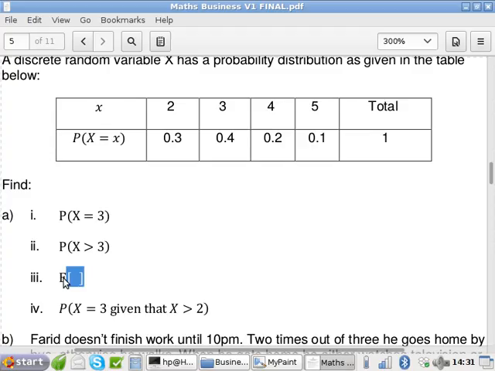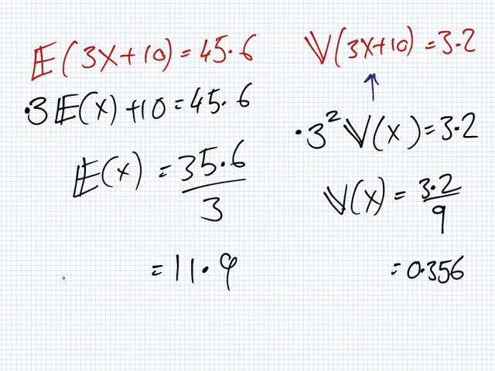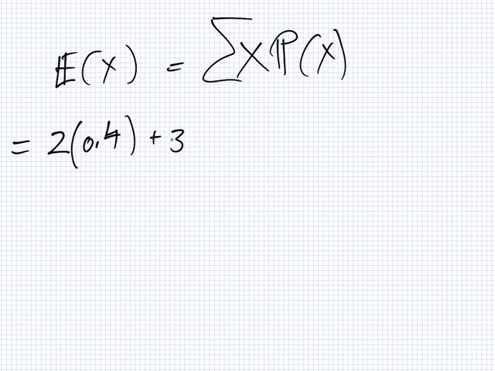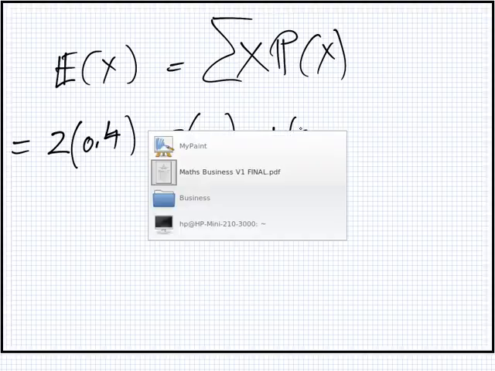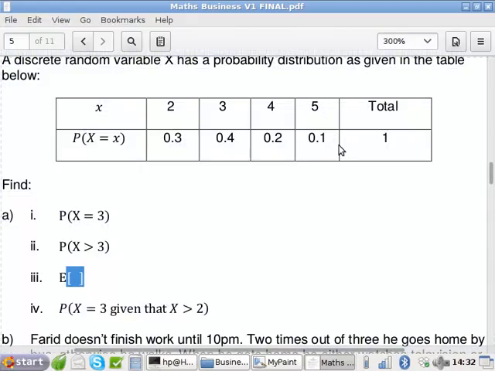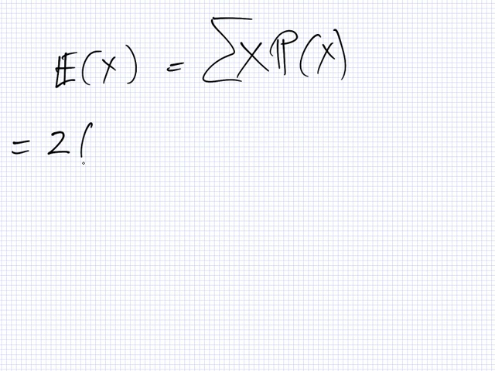Now, how to get the expected value? Does anyone remember that? The expected value of x is the sum of the x's multiplied by their probability added up. So what's the first value of x? Is it 1? No, it starts at 2. And the probability of a 2? 0.3. And the next one's a 3 with 0.4, and the next one's a 4 with 0.2. Oh my goodness! Right, let's start again.